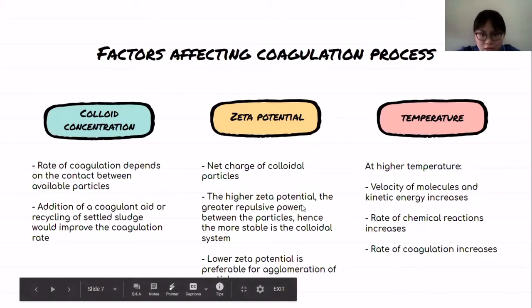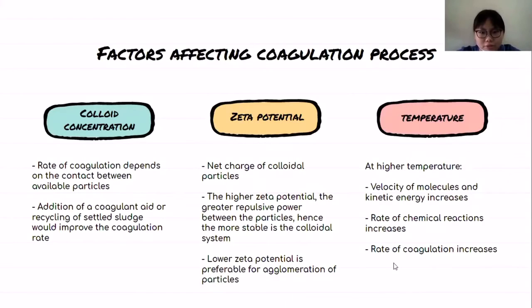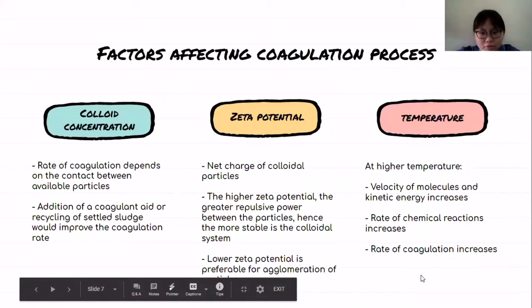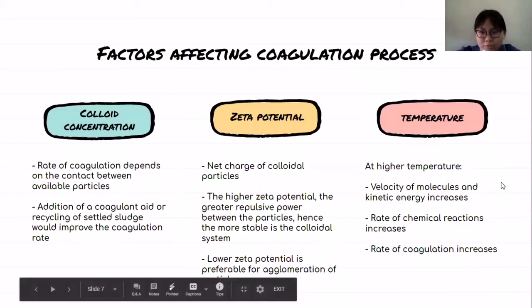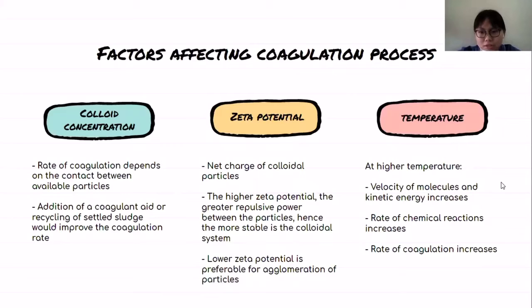The second one is the zeta potential, which is the net charge of colloidal particles. The higher the zeta potential, the greater the repulsive power between the particles. Hence, the more stable the colloidal system is. Therefore, lower zeta potential is preferable for agglomeration of the particles because the particles can collide with each other and form a larger floc. And the third one is temperature. At higher temperature, the velocity of molecules and kinetic energy increase. Therefore, the rate of chemical reaction between the coagulant and suspended particles also increases, and therefore the rate of coagulation also increases.